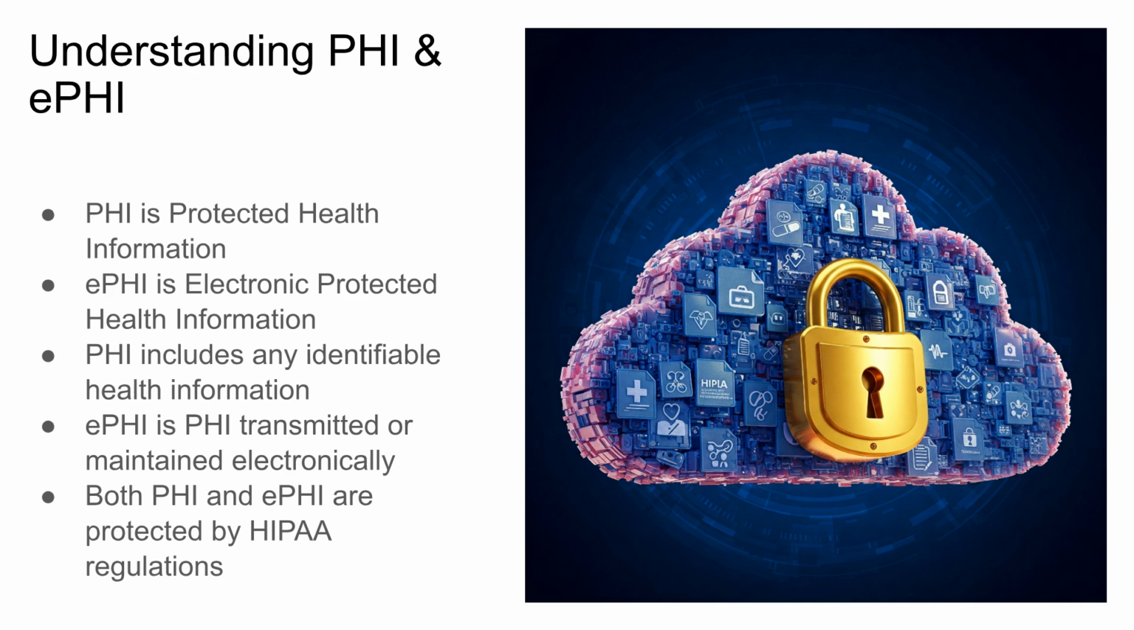Understanding PHI and ePHI. PHI is protected health information. ePHI is electronic protected health information. PHI includes any identifiable health information. ePHI is PHI transmitted or maintained electronically. Both PHI and ePHI are protected by HIPAA regulations.